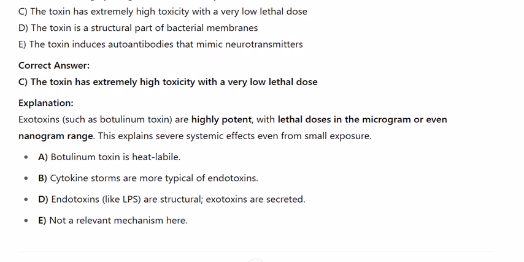A. Botulinum toxin is heat-labile. B. Cytokine storms are more typical of endotoxins. D. Endotoxins like LPS are structural. Exotoxins are secreted. E. Not a relevant mechanism here.